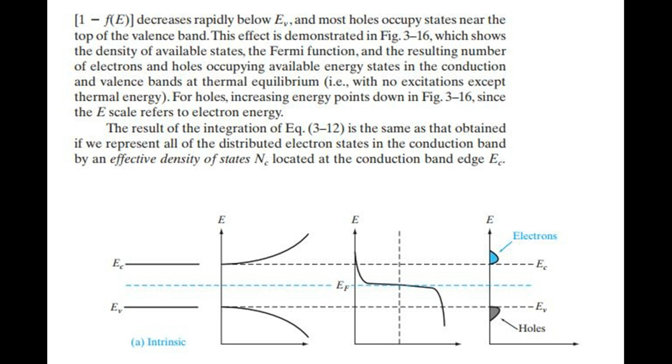The result of the integration of Eq. 3-12 is the same as that obtained if we represent all of the distributed electron states in the conduction band by an effective density of states Nc located at the conduction band edge EC. Figure 3-16: schematic band diagram, density of states, Fermi-Dirac distribution, and the carrier concentrations for A, intrinsic, B, N-type, and C, P-type semiconductors at thermal equilibrium.